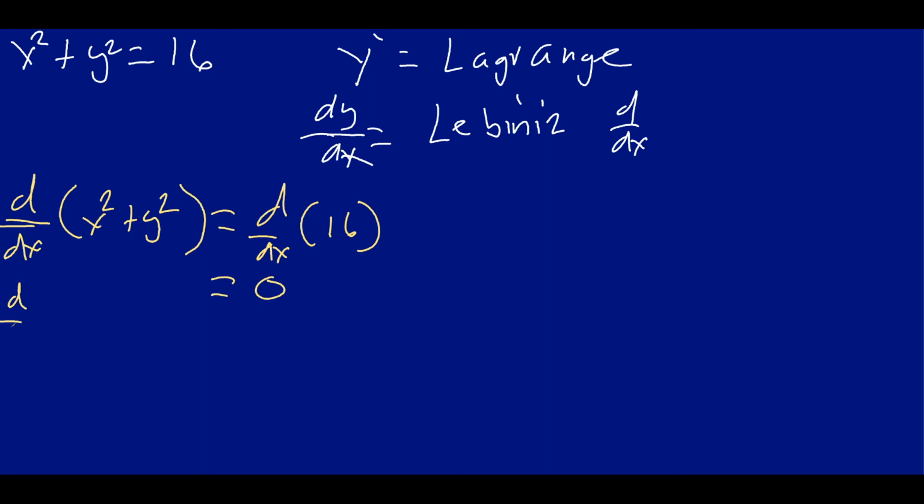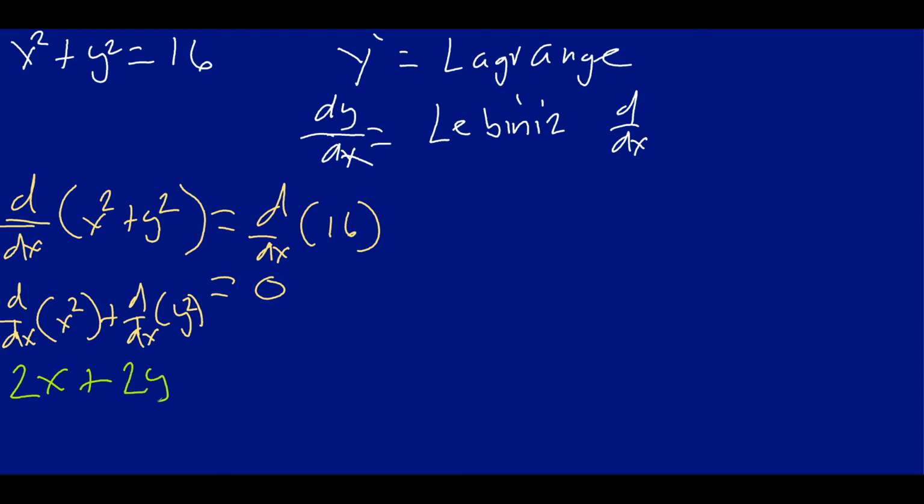So the derivative with respect to x of x squared plus the derivative with respect to x of y squared, there we go, equals 0. Now, we're just going to go through the process of actually finding the derivative here. So the derivative with respect to x of x squared, well, that's going to be 2x. Now, the derivative of y squared, this is where it gets a little bit complicated, is going to be 2y, and then we're going to have the derivative of y with respect to x.